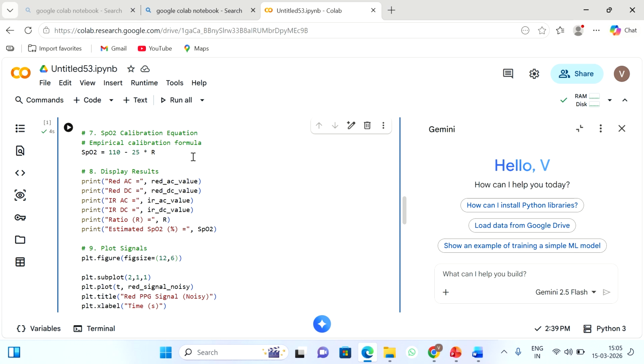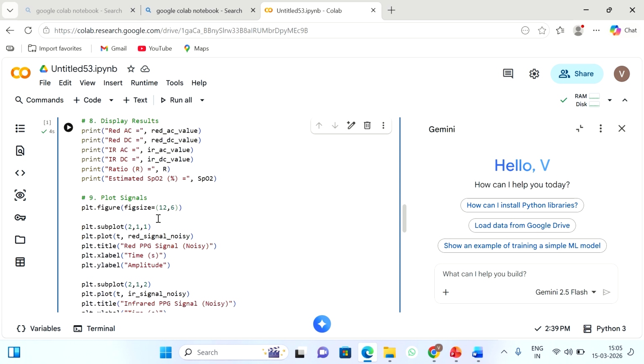So we have to display the results. What are the values we determined? AC value for red, DC value for red, AC value of IR, DC value of IR, and R calculated using the formula. From this we calculate the estimated value of oxygen saturation SpO2 using this formula. Finally, we have to plot these in a graph.